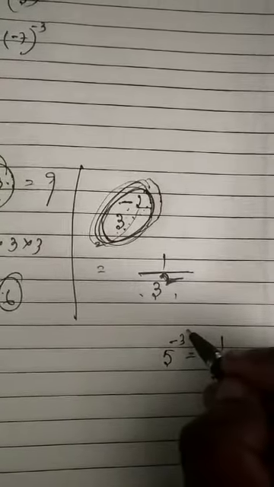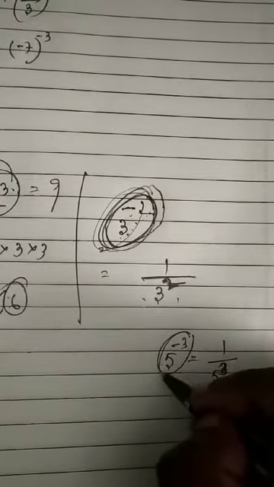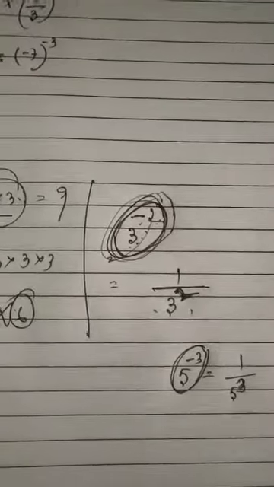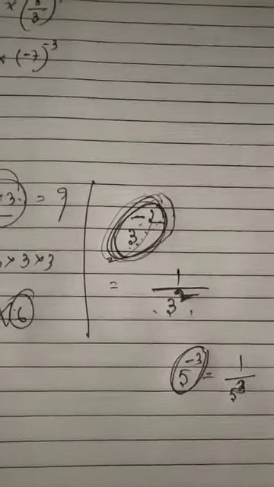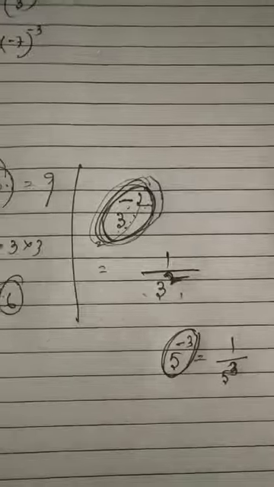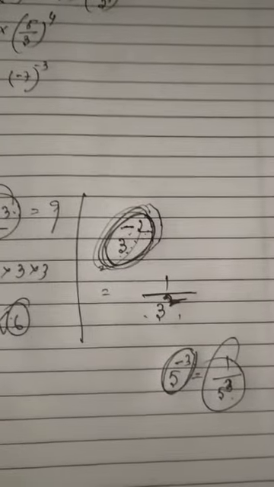Whenever you find any number with a negative power, I'm repeating once again, it means the value itself will come to the place of the denominator. So as it was 5 to the power minus 3, it will be 1 by 5 to the power 3.